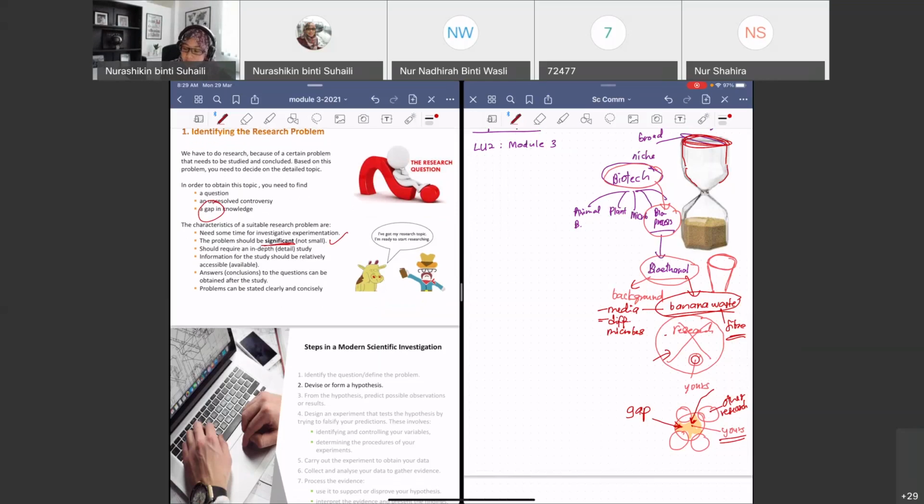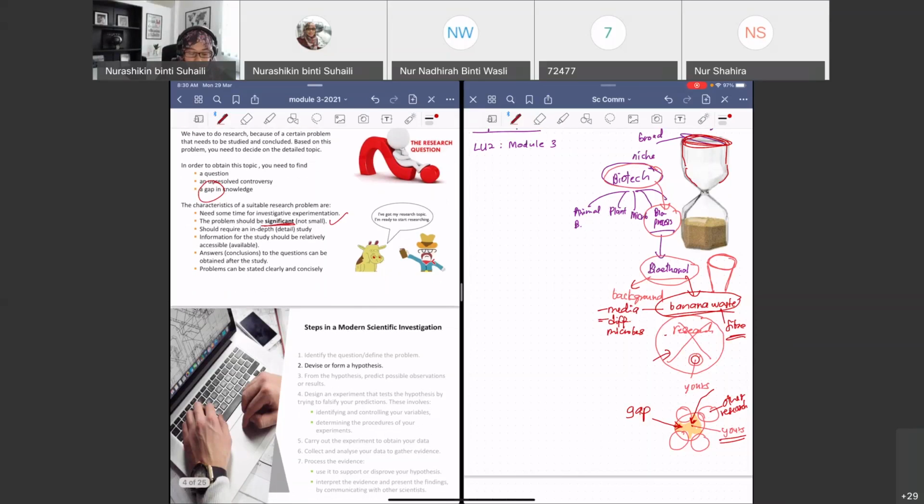Okay, so of course, when you have identified the things that you want to investigate, it is time. In order to know the potential of banana fiber as a substrate for bioethanol production, you have to plan your work from there, and it is time for you to do the research. Information for the study should be accessible. Answers to the question can be obtained after the study.